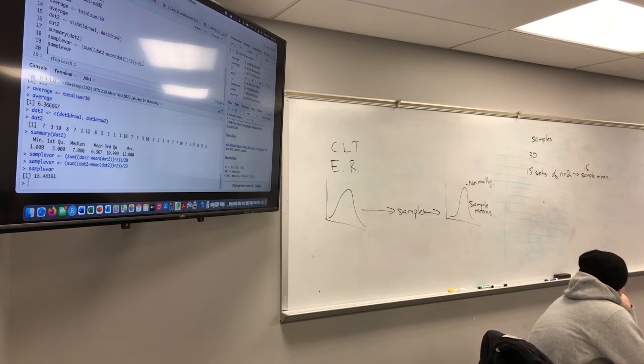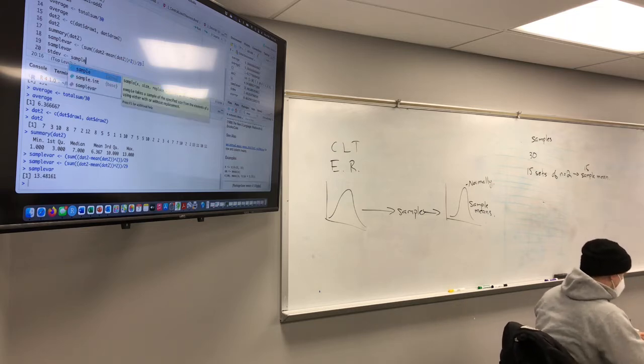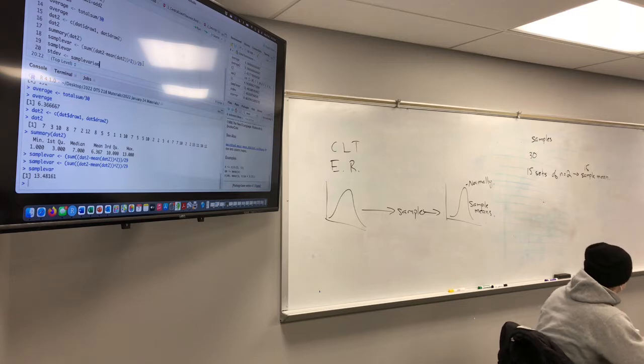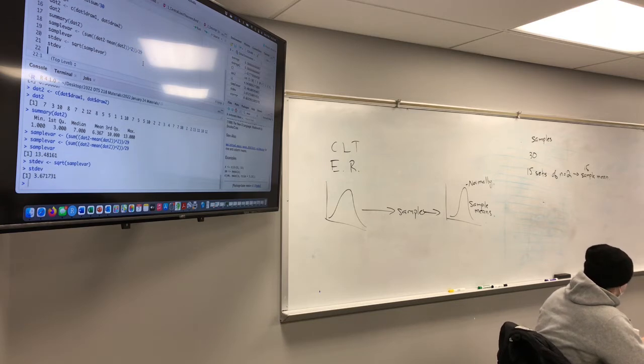So now what we need to do is calculate the standard deviation. The standard deviation is going to be the square root of the sample variance, which is sample var. So we're going to put that in parentheses and put SQRT out in front of it, and that should give us the standard deviation. When we check it, it should give you 3.67, which is just the square root of 13.48.